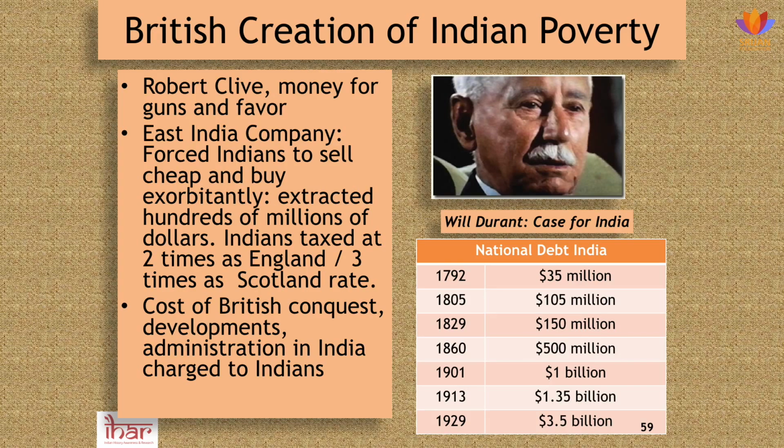The British incurred a debt for Indians of 35 million in 1792. I believe the dollar figure is as of 1930 when Will Durant wrote this book. By 1860, it had become $500 million. By 1929, when Will Durant left India, it was $3.5 billion. After that was Second World War and so on. This figure probably had doubled or tripled by the time the British left India. So this is the debt that the British left India with.